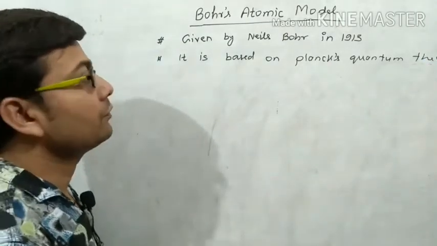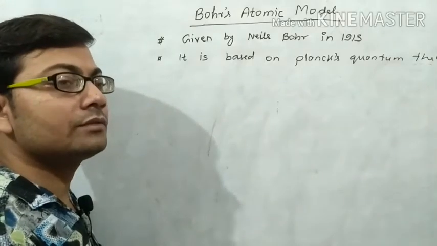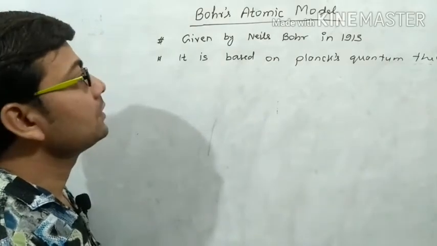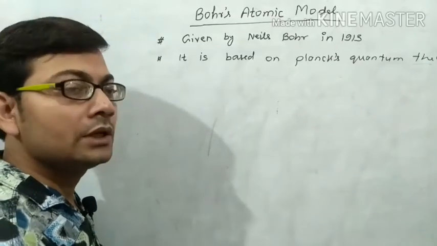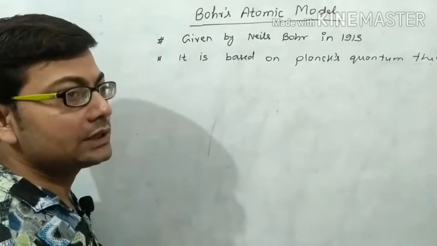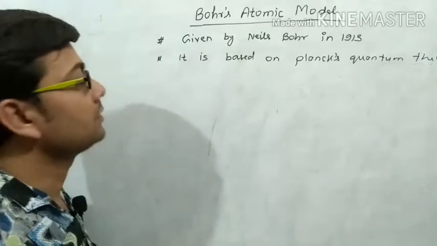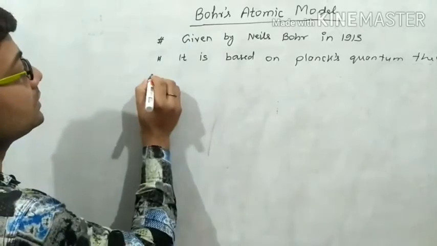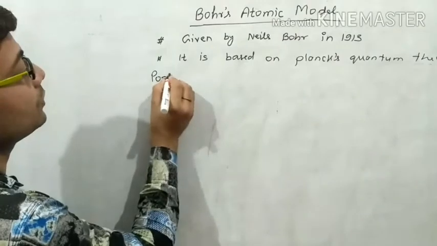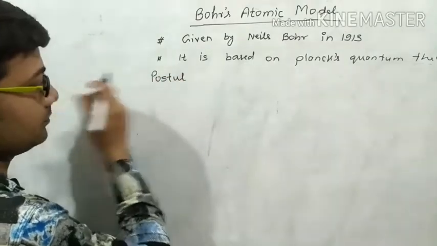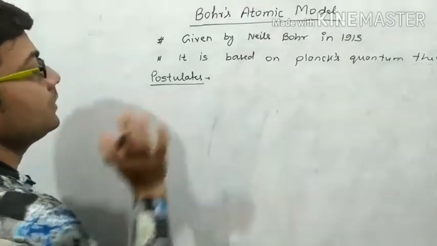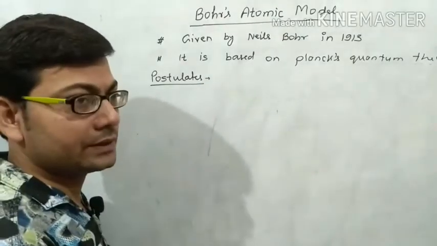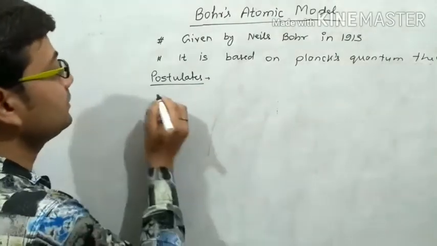After the failure of the Rutherford atomic model, Bohr, who was a student of Rutherford, gave some postulates regarding the atomic model. What are the postulates of Bohr's atomic model? He gave 5 postulates.